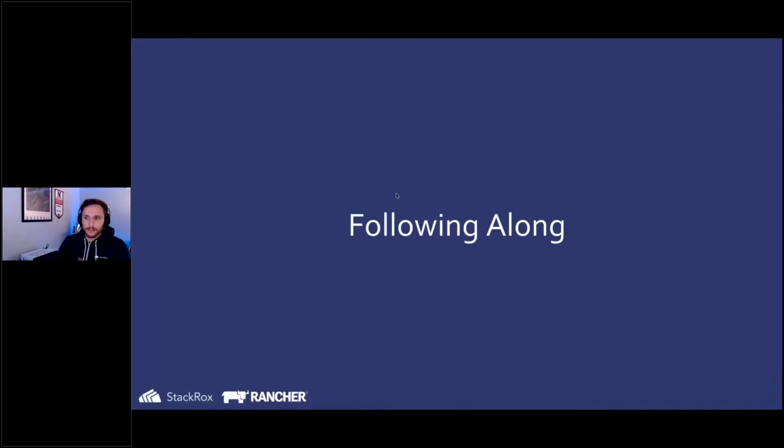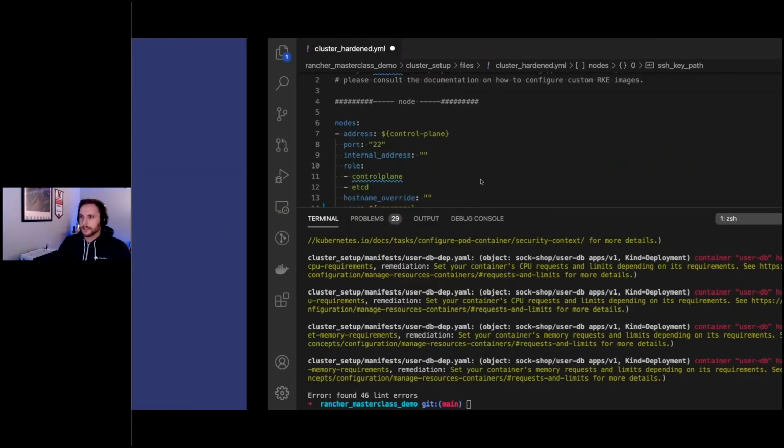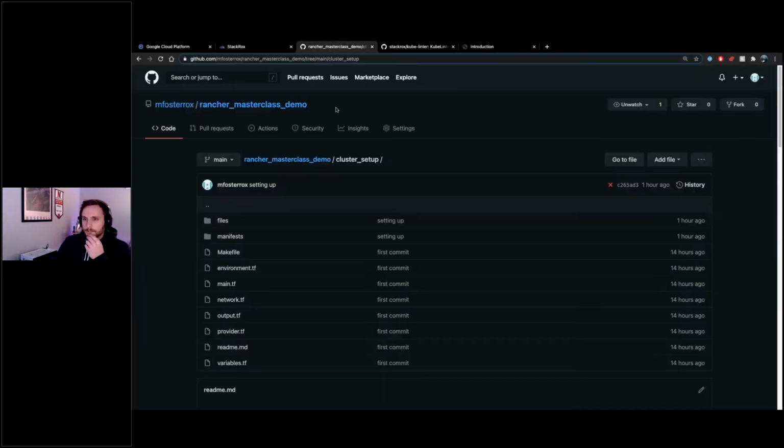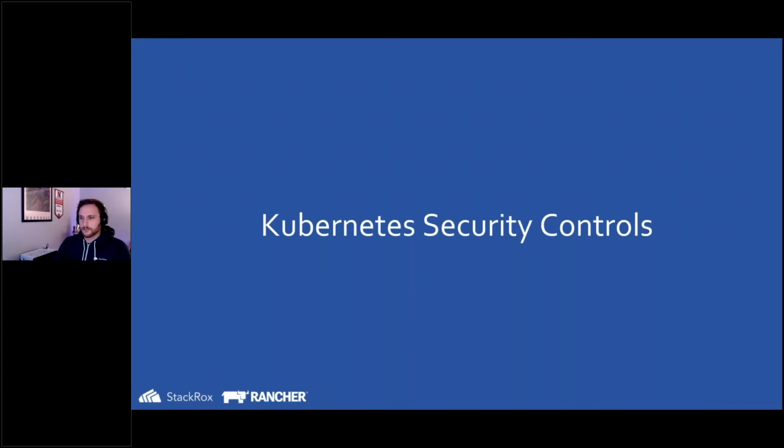So following along, I'll do this real quick. I'm going to slide away from the slide. If you go to mfoster.rocks, there's a Rancher Masterclass demo environment repository on GitHub. All the code there is public. This is what I'm going to be going through with you today. So if you get confused or you want to take a look, feel free to git clone it and just follow along.